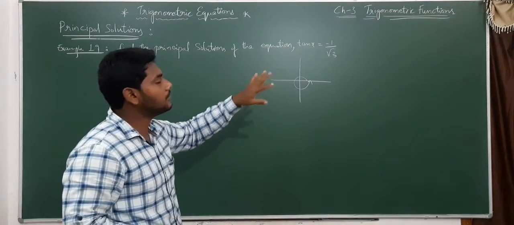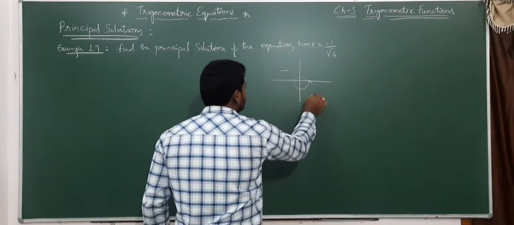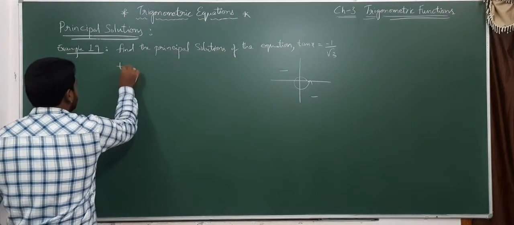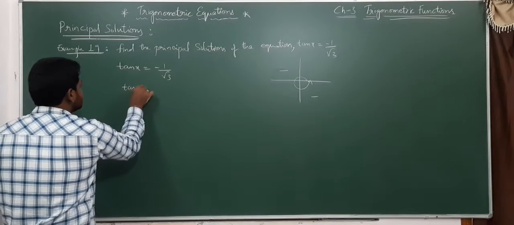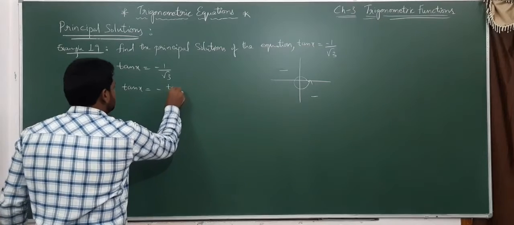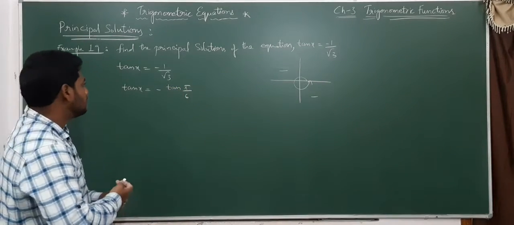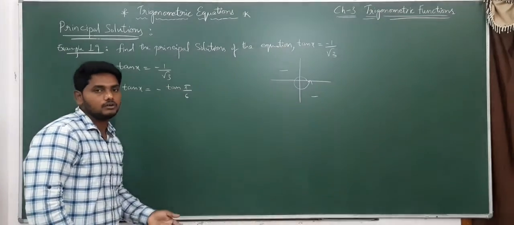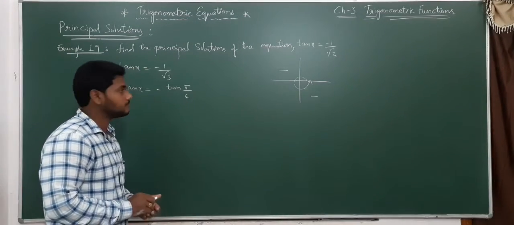Now tan is given minus. In which two quadrants is tan negative? In second quadrant tan is negative, in fourth quadrant tan is negative. See, first I will write tan x is equal to minus 1 by root 3. That I will write in terms of tan pi by 6, right? Why? Because tan pi by 6 is nothing but tan 30 degrees, which is 1 by root 3. So now tan x equal to minus tan pi by 6.